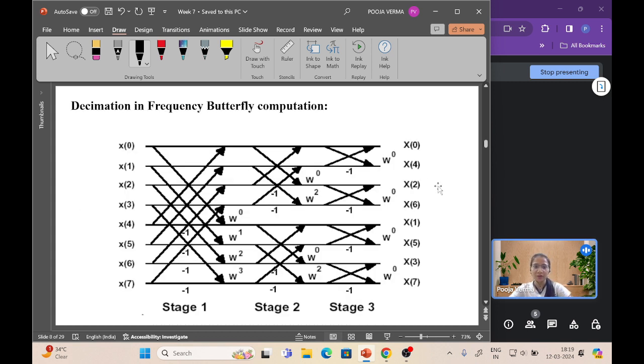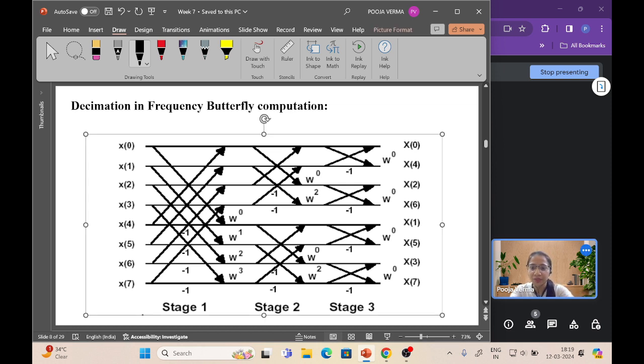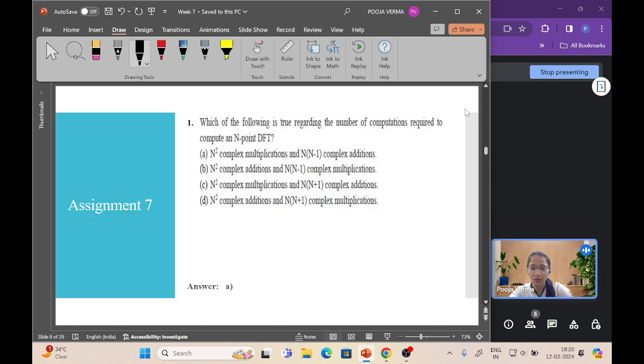Another one is decimation in frequency. In decimation in frequency, the input is given directly: whatever signal is given, x of n, it is written directly to the input, and we get the output in bit reversed order. The number of stages depends on N equal to 2 to the power v. Decimation in frequency is exactly the opposite of what we do in decimation in time. These are some concepts applicable to our questions, so let's move to the questions.